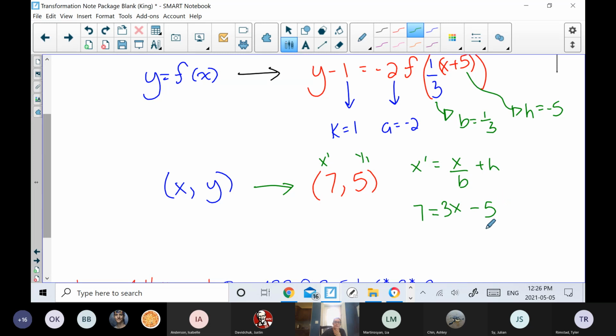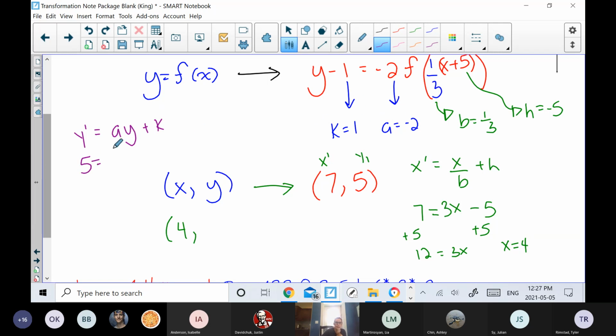Then you'd have to solve for x, so add 5 to both sides and you get 12 is equal to 3x. Divide both sides by 3, and you get x is equal to 4. This original coordinate is 4. To figure out y, you have to say, what was that formula for y prime? In order to get your new transformed y coordinate, it was a times y plus k. That was how you get a new y coordinate. So y prime would be 5.